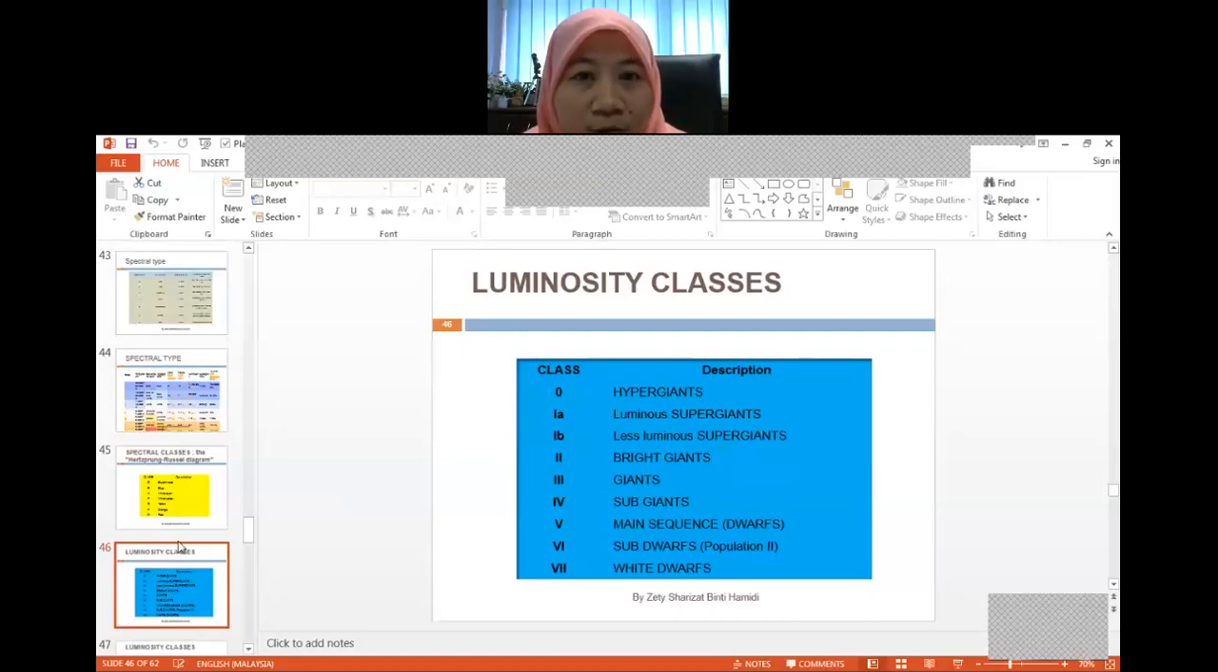5 represents the dwarf. So the center is actually the main sequence, and the luminosity class is in category 5. 6 represents the subdwarf, which is specifically in population 2. You will learn what population 2 is in chapter 5. And we also have the white dwarf for category 7.